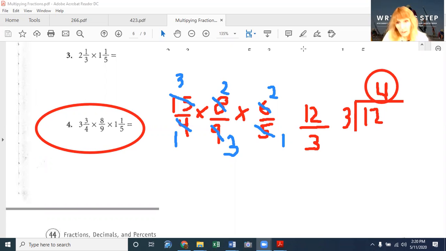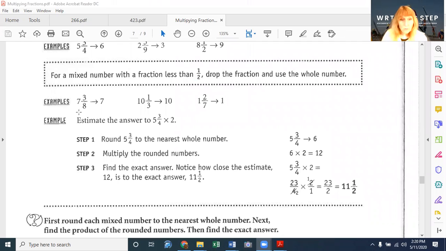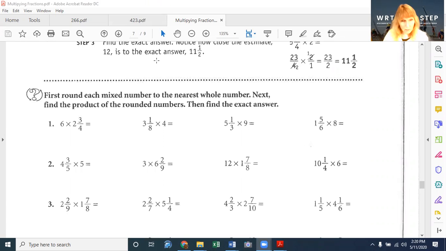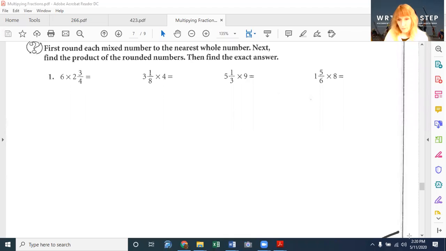All right, let's go on to rounding and estimating. So now remember back in one of the packets, I think it was the addition packet, we had to decide if something was 1/2, less than 1/2, or more than 1/2. We're going to do the same kind of thing with multiplying now. So if we look at the first problem, 6 times 2 3/4, we have to estimate. So it says first round each mixed number to the nearest whole number, and next find the product of the rounded numbers, then find the exact answer. So we got to do a bunch of things for these.